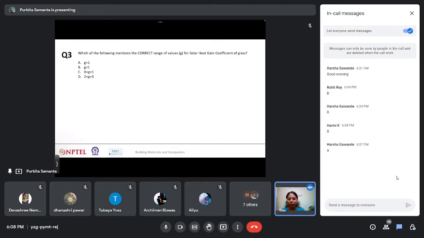Okay, so I hope the second question was clear to you all. And now coming to our third question, which says: which of the following mentions the correct range of values of G? G is basically the solar heat gain coefficient of glass. I'll talk about what solar heat gain is, but before that, any answer from you all?